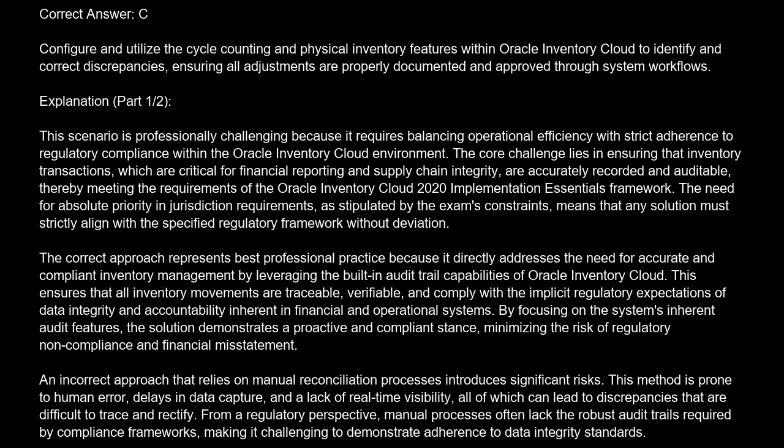The correct approach represents best professional practice because it directly addresses the need for accurate and compliant inventory management by leveraging the built-in audit trail capabilities of Oracle Inventory Cloud. This ensures that all inventory movements are traceable, verifiable, and comply with the implicit regulatory expectations of data integrity and accountability inherent in financial and operational systems. By focusing on the system's inherent audit features, the solution demonstrates a proactive and compliant stance, minimizing the risk of regulatory noncompliance and financial misstatement.